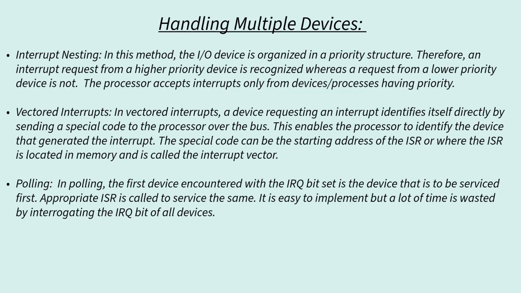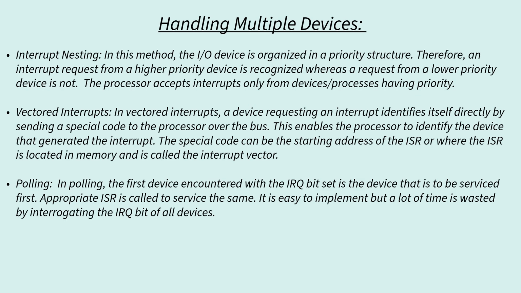Now, let's say we have a hardware interrupt, right? We have a mouse and we have a keyboard. Now, what happens is sometimes both of them can send an interrupt. Okay, so what happens in that case? Which one do you serve first, since you have only one processor, right? So sometimes there are priorities associated with each input output device. Okay, therefore an interrupt request from a higher priority device is recognized, whereas a request from a lower priority device is not.